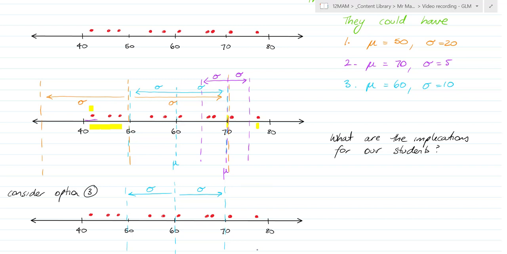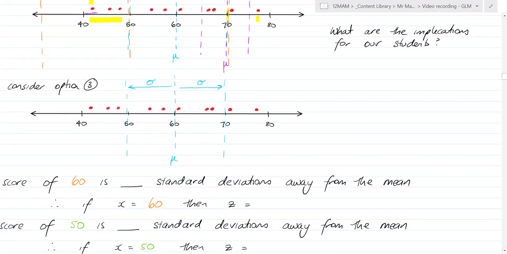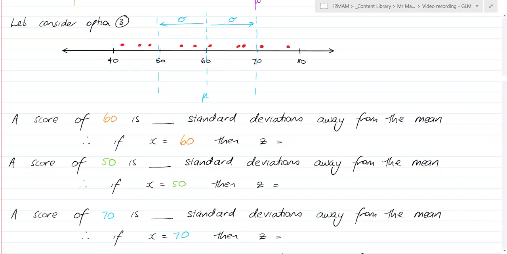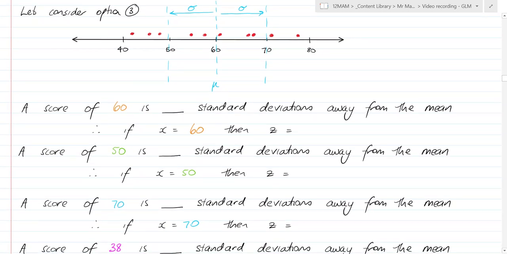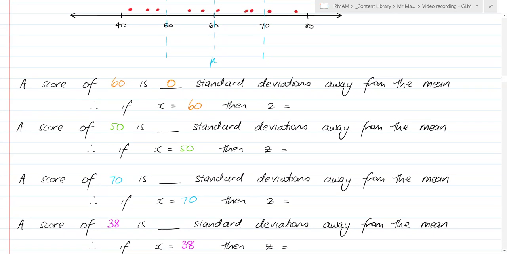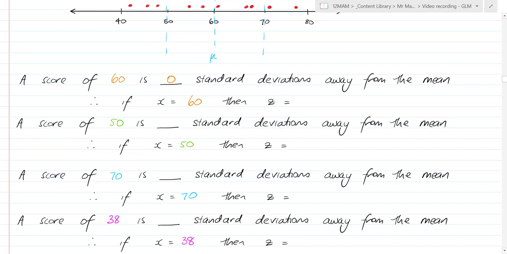So let's consider option 3 and talk about it in a bit more detail. In option 3, forget about our scores for a moment, but in option 3, a score of 60 is 0 standard deviations away from the mean. Now, if we were in class, I would be getting you to answer these parts, so maybe pause the video and see if you can answer these parts right now. But a score of 60 is 0 standard deviations away from the mean, because the mean is 60. And if x equals 60, then z is equal to 0.